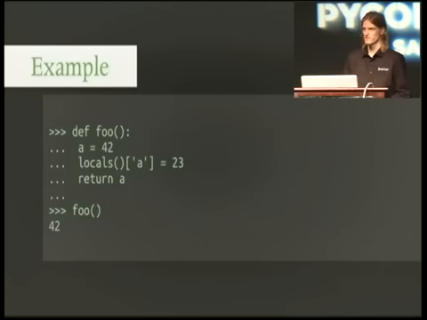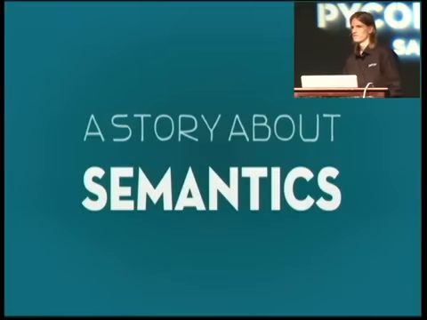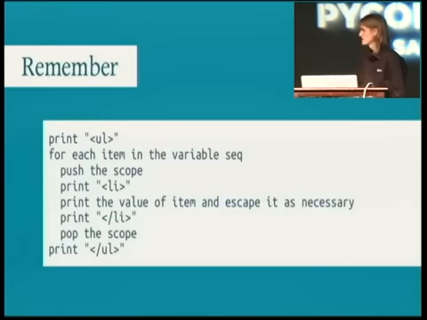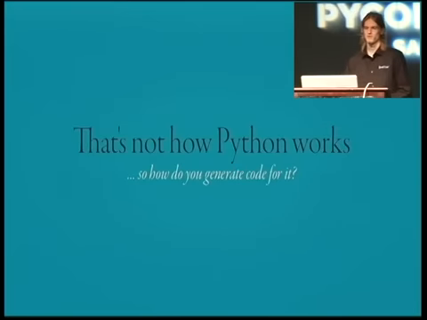In a couple of situations in Python 2, the local dictionary can be used, mainly if you use the exec statement in a function and you don't supply a dictionary. But I think in Python 3, it's always used. So the dictionary is a lie and it doesn't work. And this is important because this way the semantics of Jinja can actually be mapped to the fast execution environment. So remember, the basic semantics are the same as before. You push the scope, you pop the scope. But obviously, that's not how Python works, so how do we make it work?